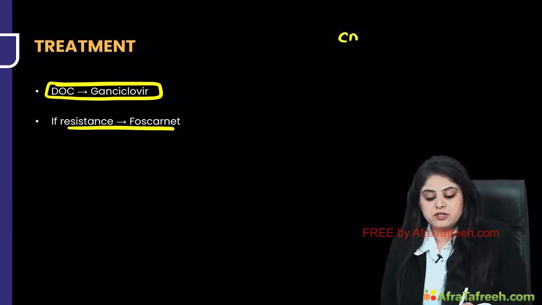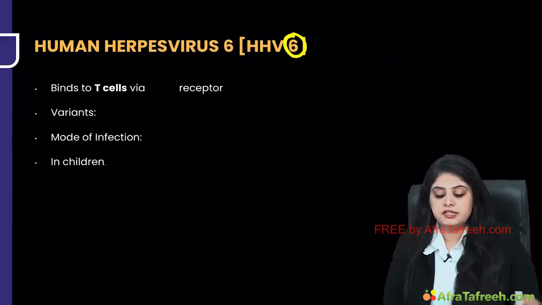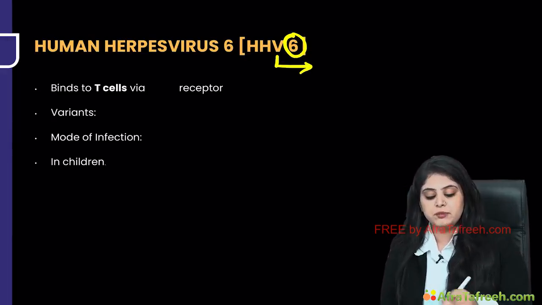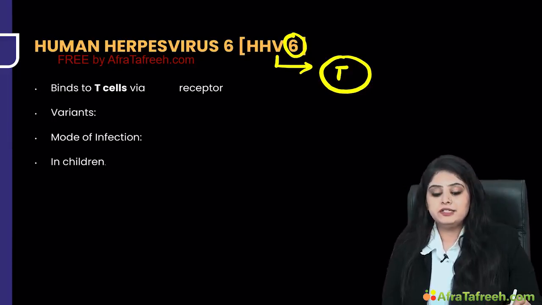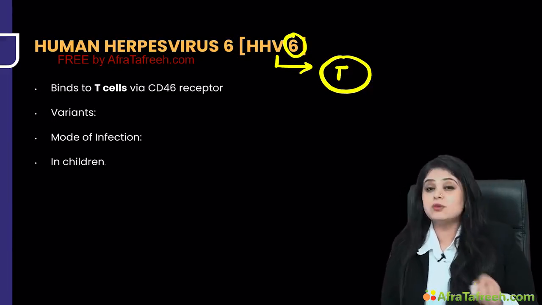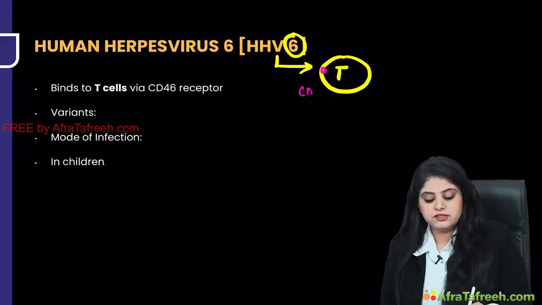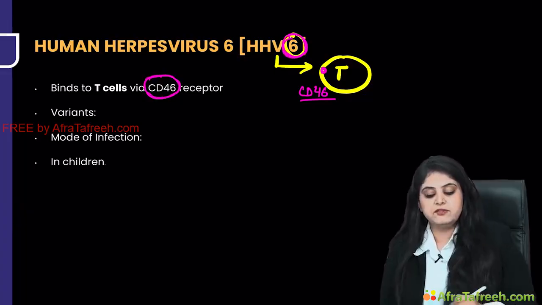So this was about cytomegalovirus, which is human herpes virus 5, and that makes us now go on to human herpes virus 6. So for example, if this is human herpes virus 6, which cells of the body will it go to? It will go to the T cells. Via which receptor? CD46. Everything will come around 6 over here. So remember that it is going to go to the T cells via CD46. So human herpes virus 6 goes to the T cells via CD46.